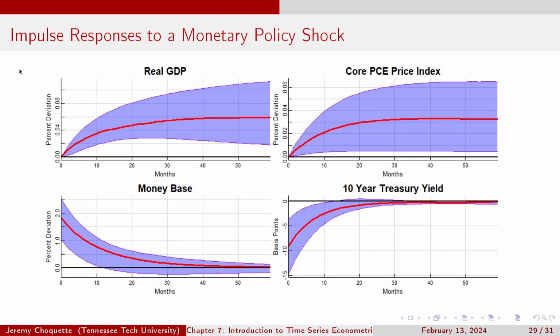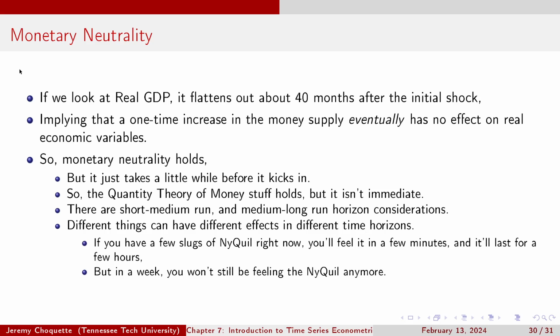Now, the only real variable that we're looking at here is just real GDP. It flattens out. So it does tell us that if there's a one-time increase in the money supply, eventually it has no effect on real economic variables. So monetary neutrality does kind of hold here. It takes a while before it kicks in, but that also makes sense. If you remember the whole thing from Milton Friedman about monetary policy operating with long and variable lags, boom, here it is. So the quantity theory of money does hold. It's just not immediate. There's short to medium run considerations and then medium to long run considerations.